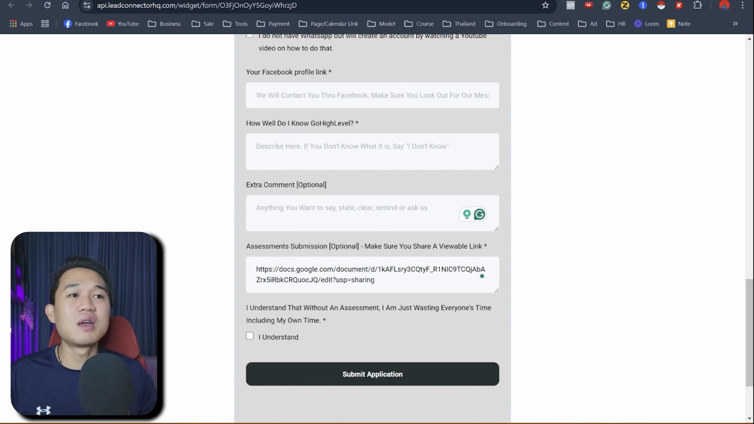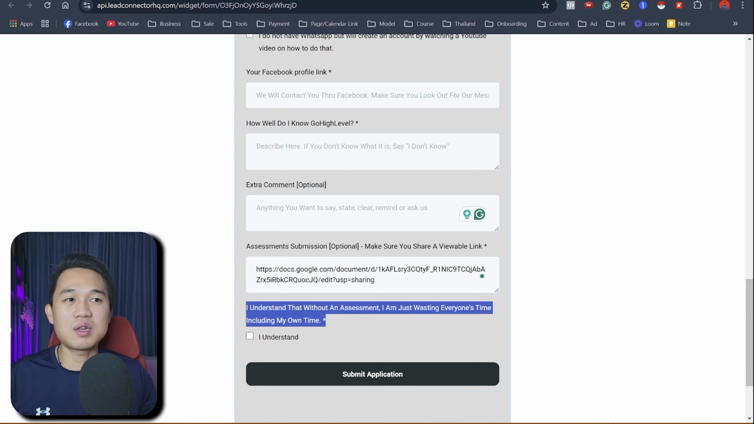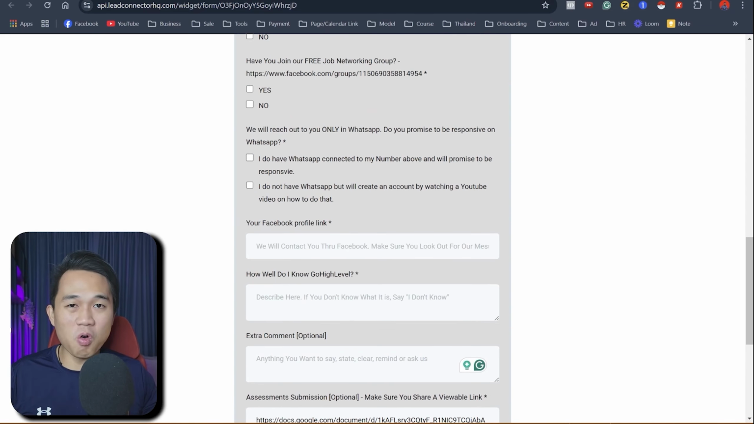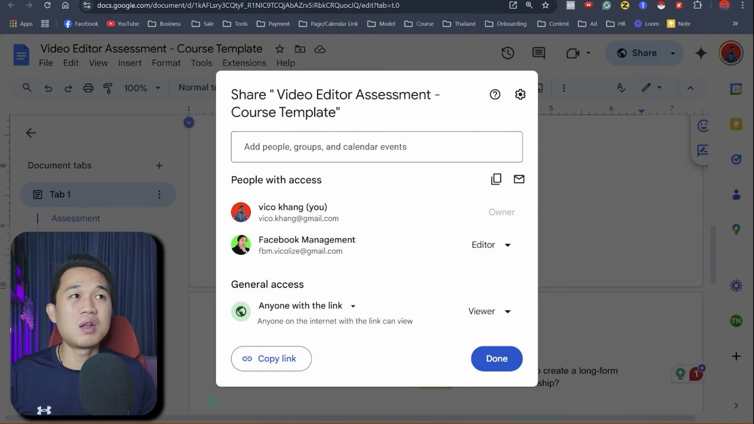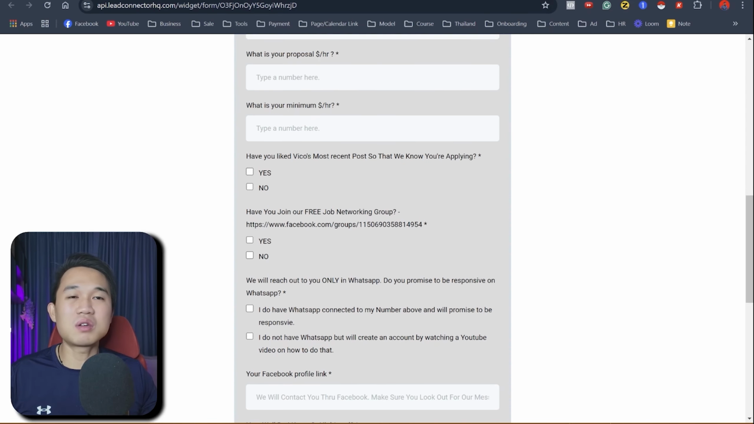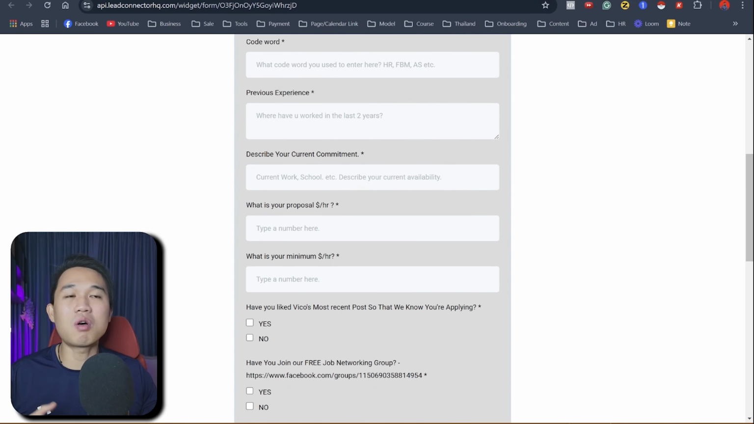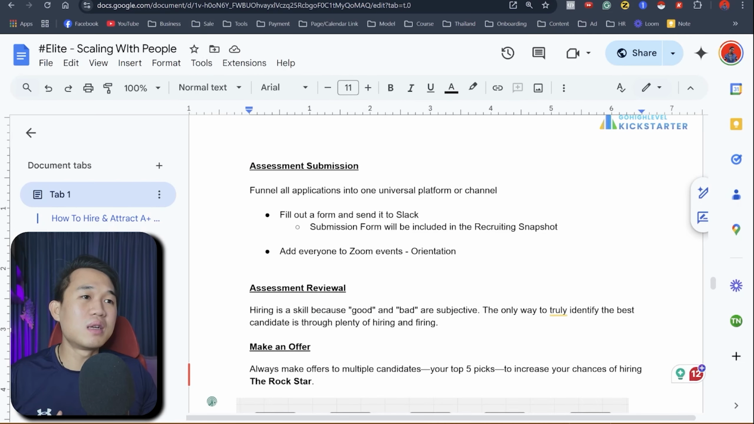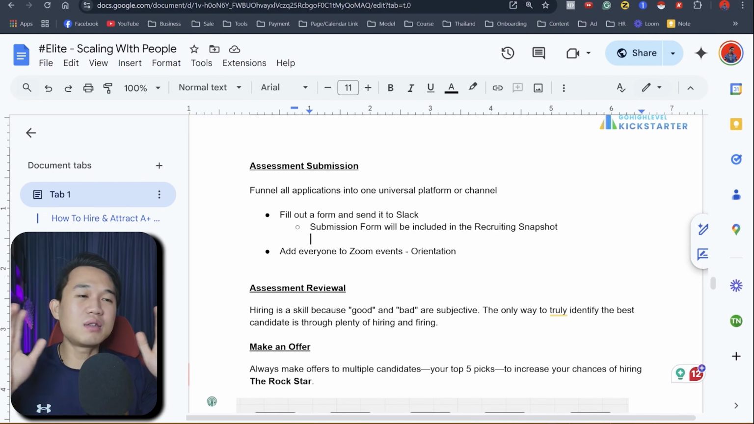And I even say, I understand that without an assessment, I am just wasting everyone's time, including my own time, right? So if anyone just fills out this form without going through the assessment, I will not even consider them. I would straight up delete their form entry. That's why the assessment is so important, guys. Again, this depends on different company, different role. I used to do this.